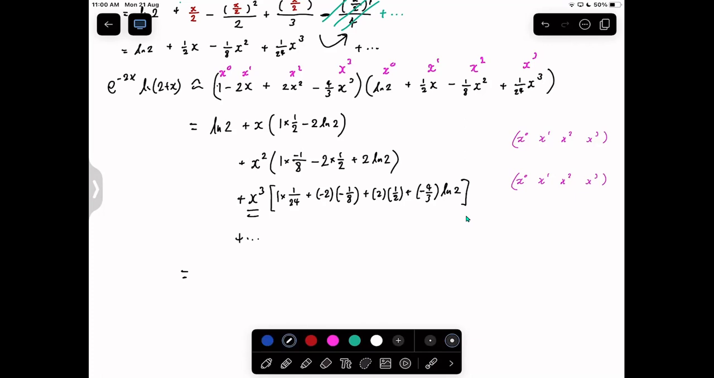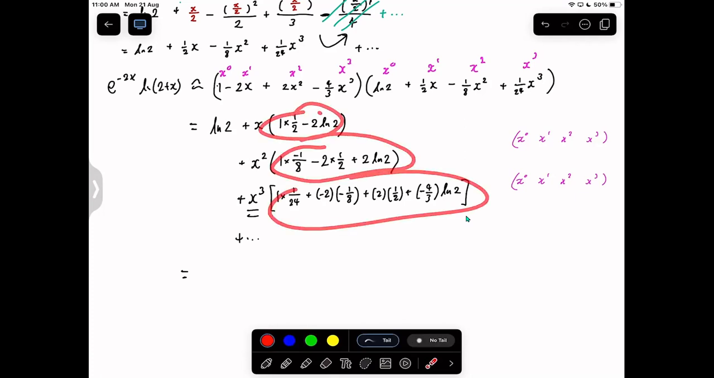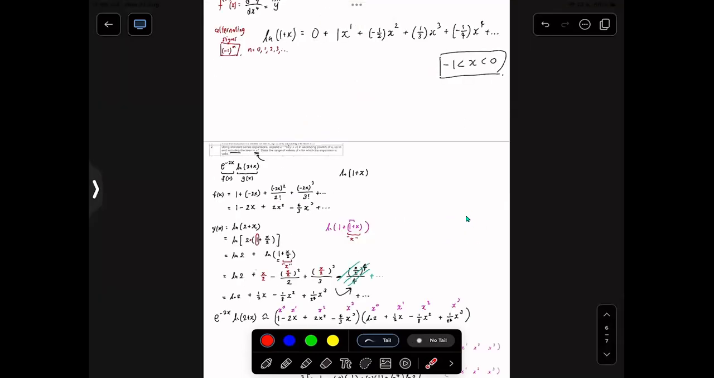And that's your answer already. The rest is just simplifying. I'm not going to do it. This one, just simplify, simplify, simplify. That's all. Maclaurin series. Easy?